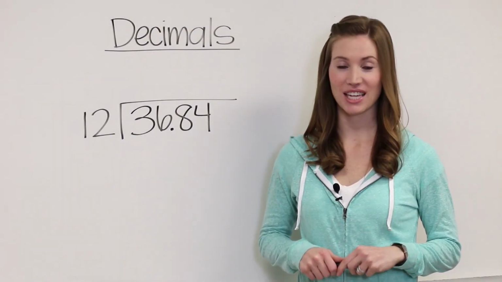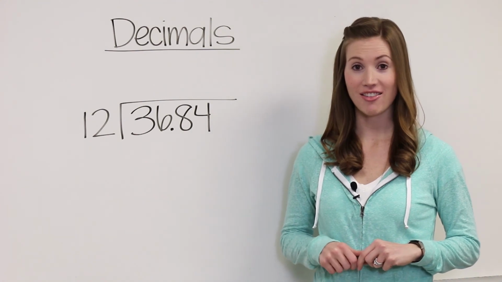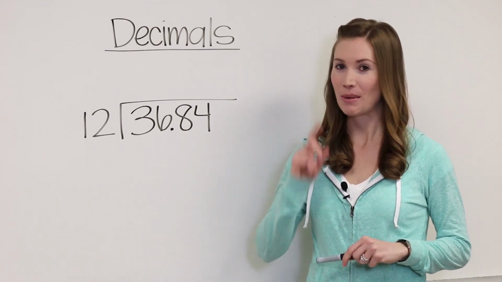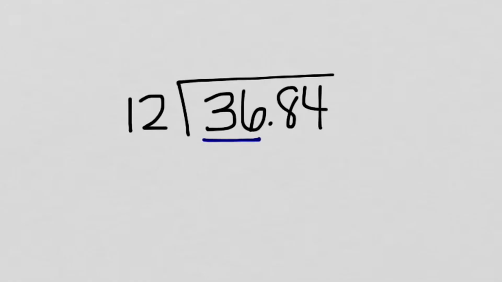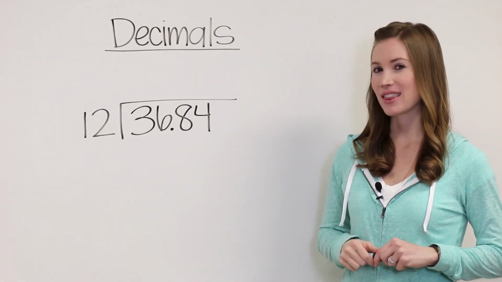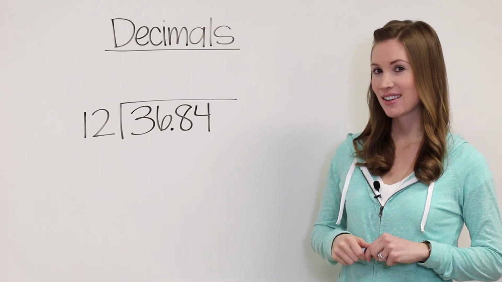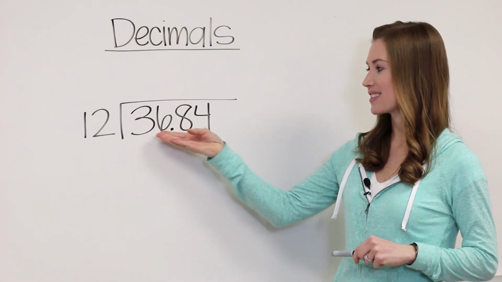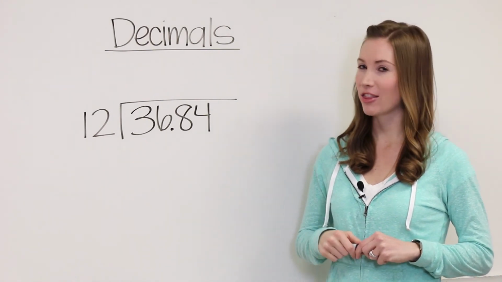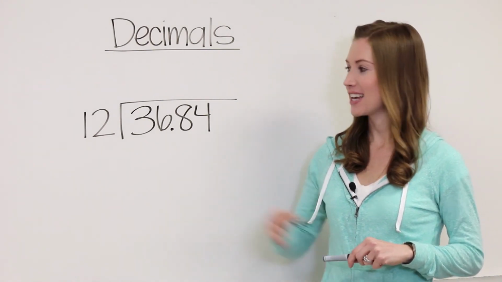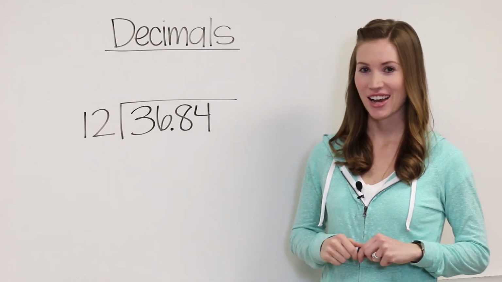Let's do another problem together. Read the problem to yourself as I read it aloud. Remember to use place value as you read. 36 and 84/100 divided by 12. Now, can you tell me what the dividend in this problem is? If you said 36 and 84/100, that's correct. What about the divisor? If you said 12, that's correct.